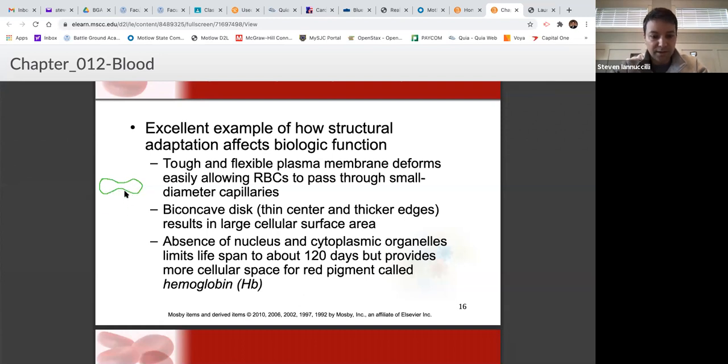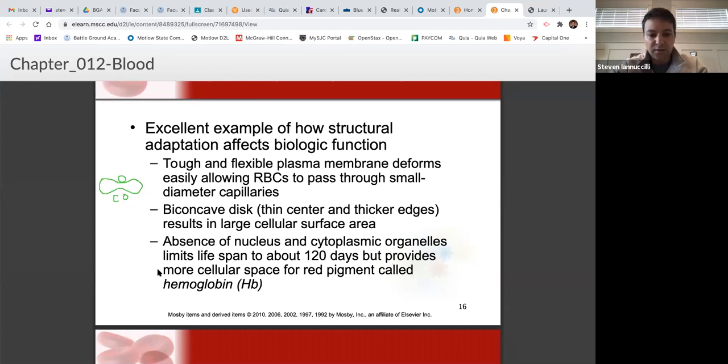The reason that it's like this is because we need to hold oxygen and carbon dioxide, right? So think of it kind of like a wagon where you can put oxygen here and you can put CO2 over here, okay, in those little dimples in the red blood cell. Now, the reason that it has this biconcave nature is because of this third bullet here, the absence of a nucleus and cytoplasmic organelles.